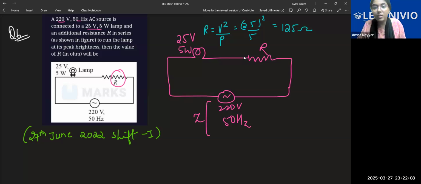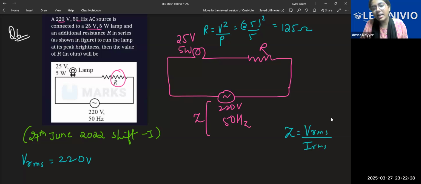For impedance, we require two things, current and voltage. VRMS, as Upasana rightly said, is already given. VRMS is already 220 volt. So for the equation, Z is equal to VRMS by IRMS. VRMS is already there. We need IRMS. So how to calculate IRMS? You can calculate IRMS from this.